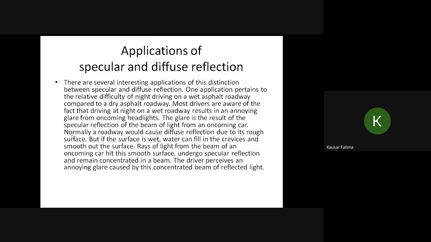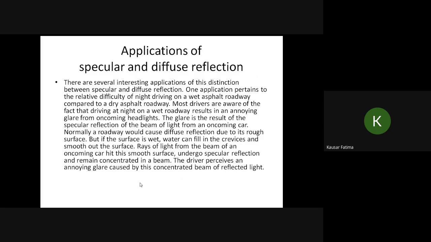oncoming car. Normally, a roadway would cause diffuse reflection due to its rough surface. But if the surface is wet, water can fill the gaps and depressions and smooth out the surface. So rays of light from the beam of an oncoming car hit the smooth surface, undergo specular reflection, and remain concentrated in a beam. They strike the road like a beam, and reflect also like a beam. The driver perceives an annoying glare caused by this concentrated beam of reflected light.